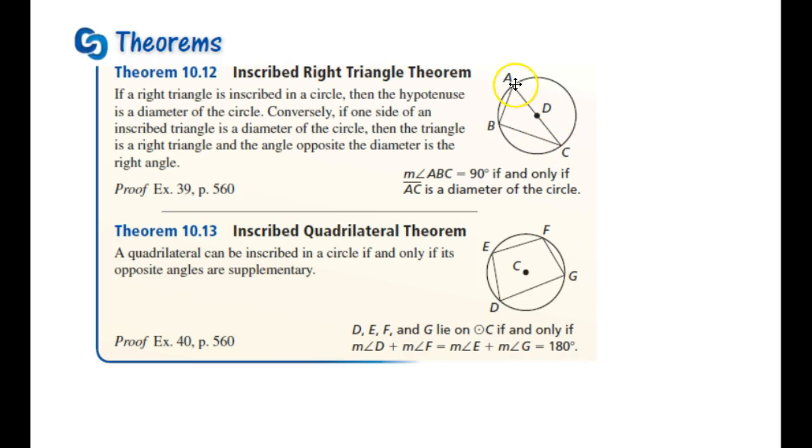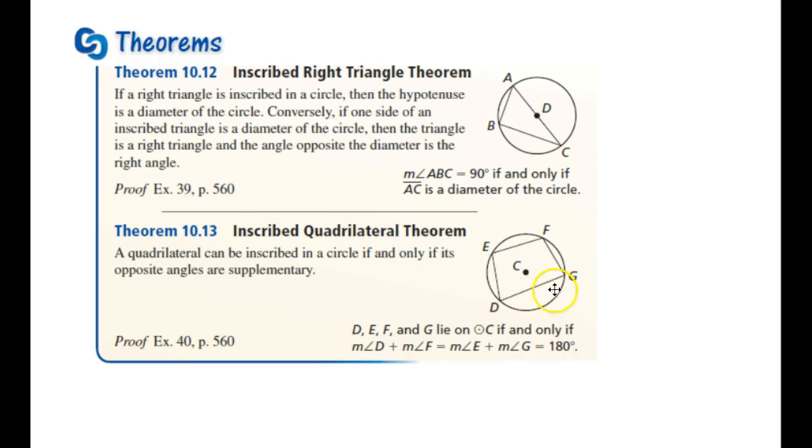And this would kind of make sense because if I have a right angle, I know that it's 90 degrees, and so its intercepted arc would be 180 degrees, so I know that this would have to be a diameter. Okay, so that's kind of our biggest thing with this right triangle theorem, is knowing that if this is a diameter, then it's a right angle. If we don't have a diameter, then I'm not looking at a right triangle.